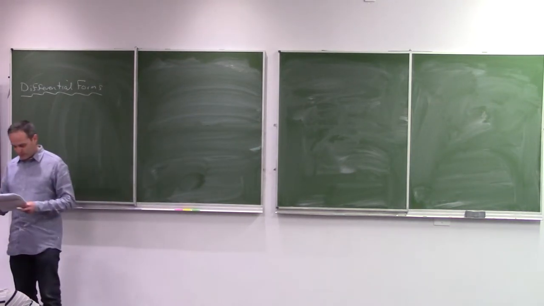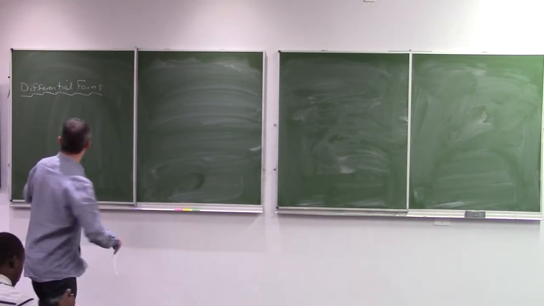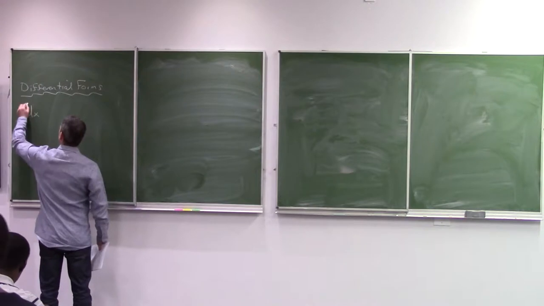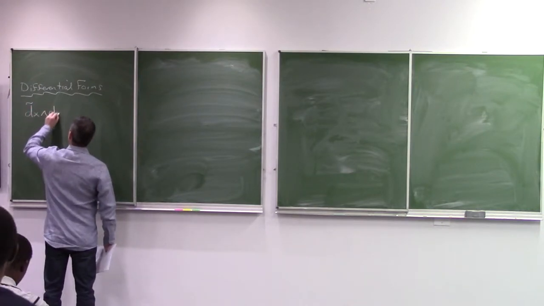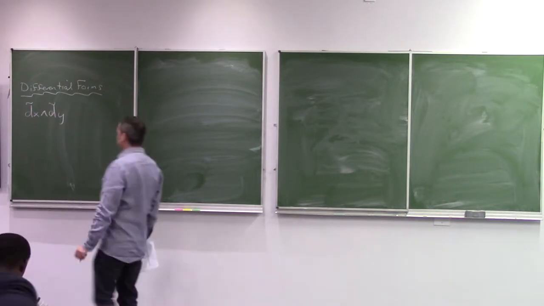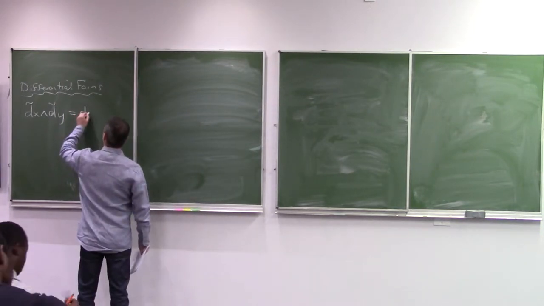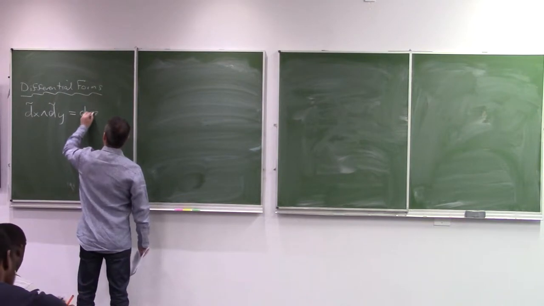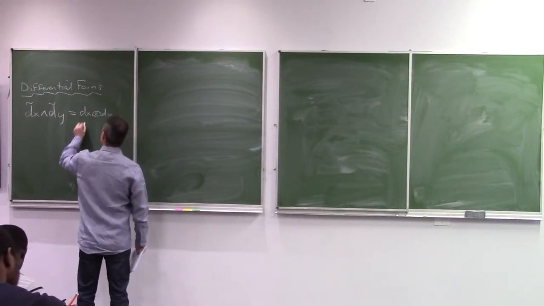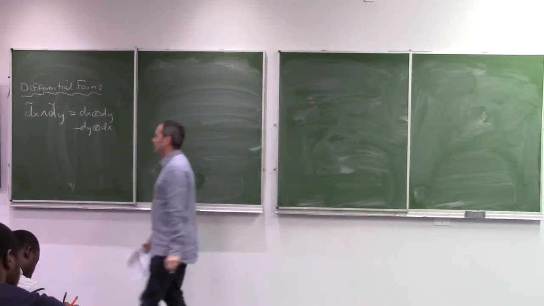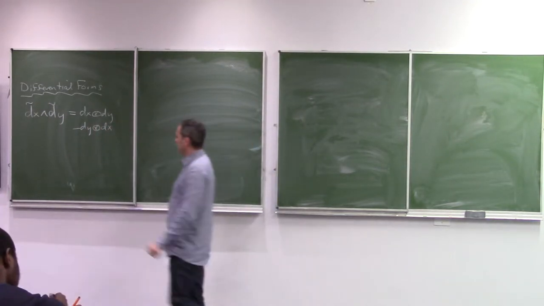Introduction to differential forms. So last time I introduced this basic area 2 form, which was defined as the anti-symmetric tensor product of two basis 1 forms.